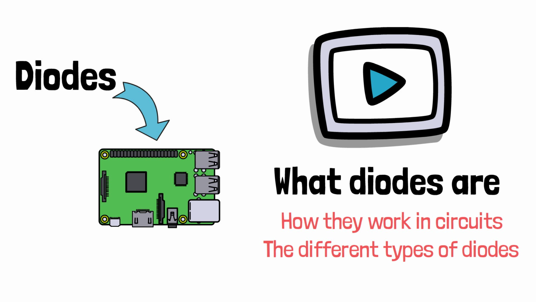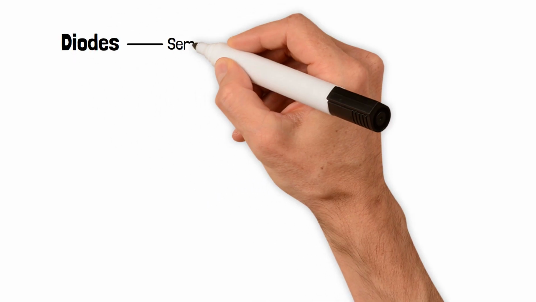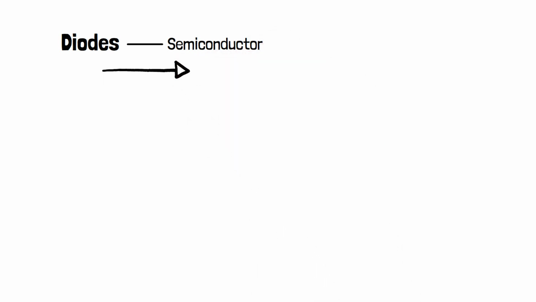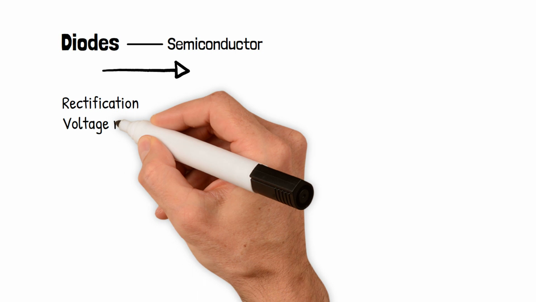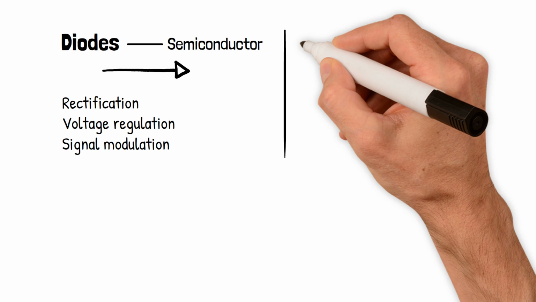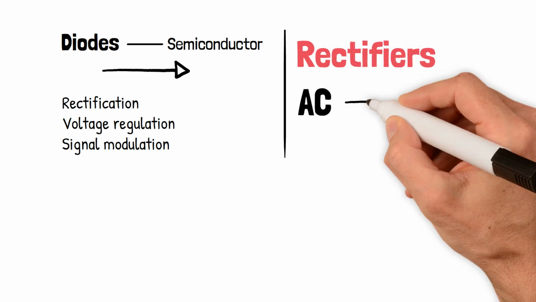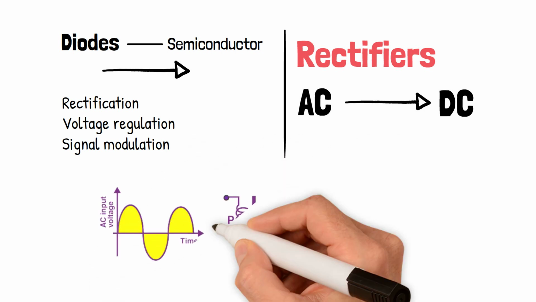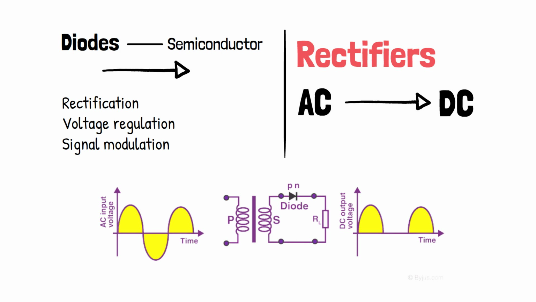So, what are diodes? Diodes are semiconductor devices that allow the flow of current in only one direction, which makes them useful for various applications, such as rectification, voltage regulation, and signal modulation. They are also referred to as rectifiers because they convert alternating current (AC) into direct current (DC). This is accomplished by allowing current to flow through the diode during the positive half cycle of the AC signal, while blocking the negative half cycle, resulting in an output DC signal.